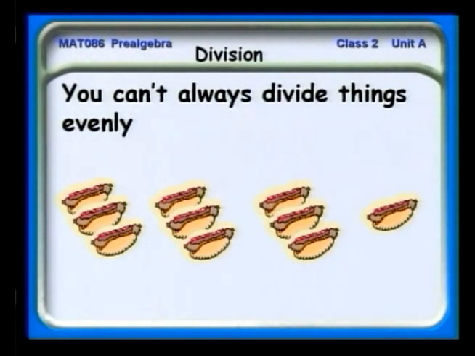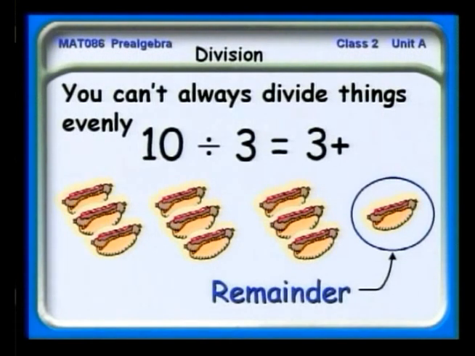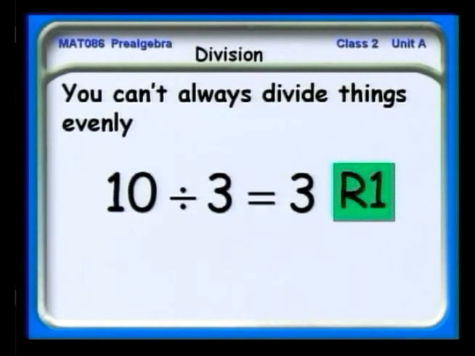Now, sometimes if, for example, I have 10 hot dogs here and I want to divide them into groups of 3, you can't always divide things so that it works exactly right. Sometimes there's going to be something left over. And when this happens in dividing whole numbers, we call that the remainder. It's what's left if a division doesn't work out exactly right. And the remainder is usually written like that.